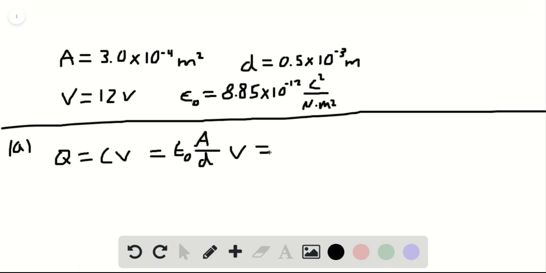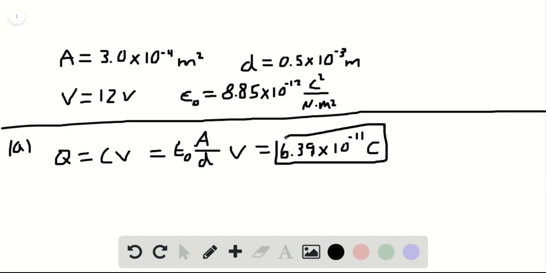So plugging in all those values into this expression, we find that this is equal to 6.39 times 10 to the minus 11. And the units here are coulombs. And we can box that in as our solution for part A.